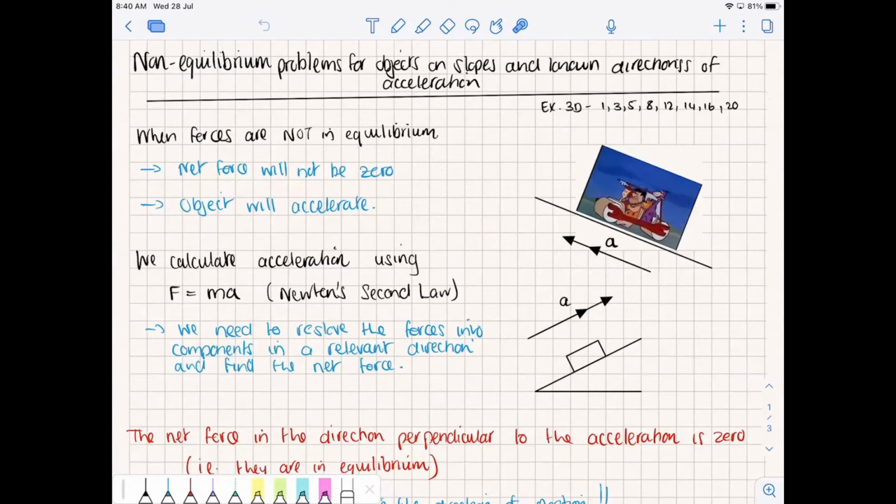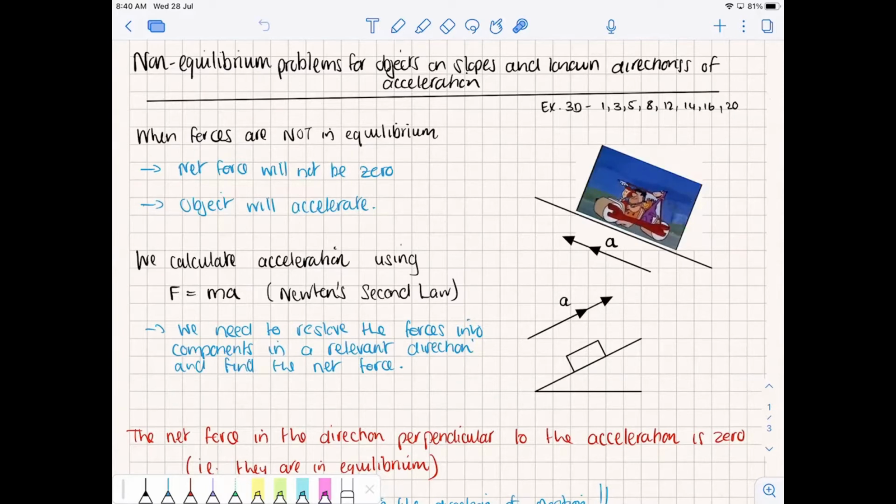So if you consider Fred Flintstone running up the hill over there, we can tell that his direction of acceleration is going to be up the slope. Right? Now, obviously, we're making some very big assumptions here, but based on the diagram we're given, it's quite an obvious assumption that the acceleration will be up the slope.